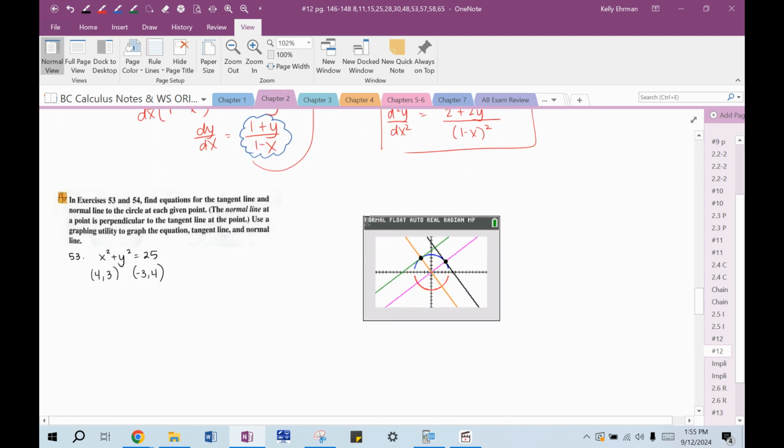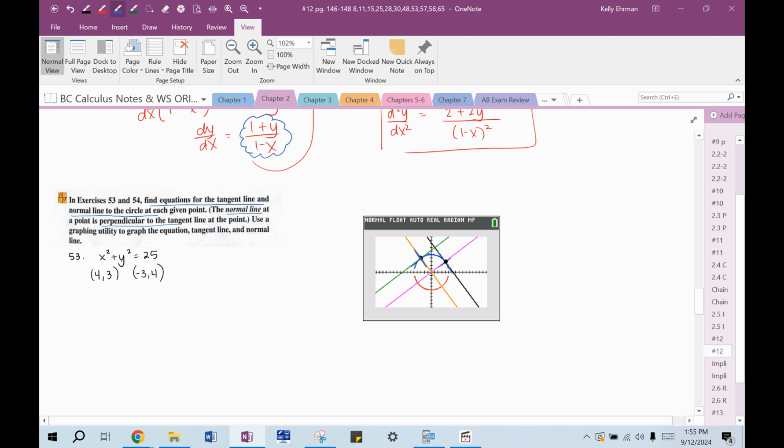All right, for the next set of points, I did the calculator part here, so I'm going to leave this up. Find the equations of the tangent line and the normal line to the circle at each given point. And it tells us here, the normal line at a point is perpendicular to the tangent line. And then use a graphing utility. So you can see whatever I got here, here's a tangent line, and here's a perpendicular line to it. And here's another tangent line, here's a perpendicular line.